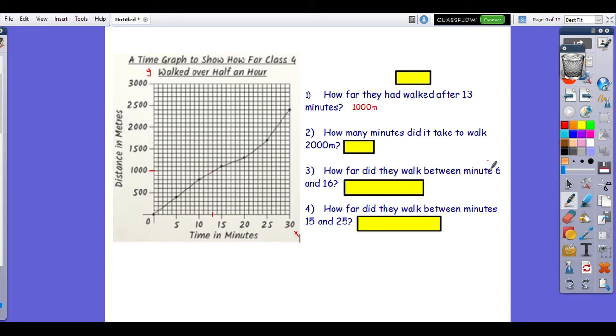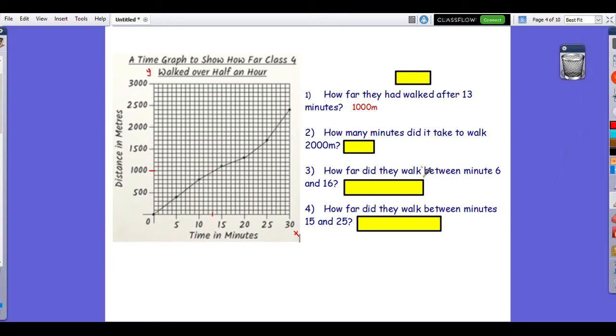Question 2, how many minutes did it take to walk 2,000 metres? Well, this time I need to find 2,000 metres because that's the information I've got in my question. I can see 2,000 metres is right here. I want to know how many minutes it took to walk that far, so I'm going to use my ruler again and follow this line of the graph all the way across carefully, and I'm going to put a mark where it hits the line of the graph.